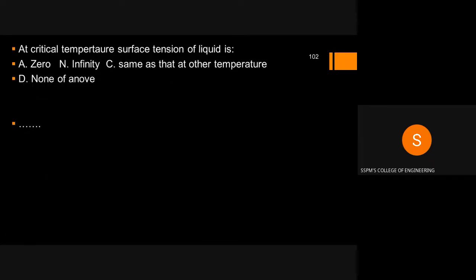Okay, at the critical temperature, the surface tension of the liquid is 0, infinity, the same as at other temperatures, or none of the above. Okay, so the correct option is option A. At the critical temperature, the surface tension is 0.